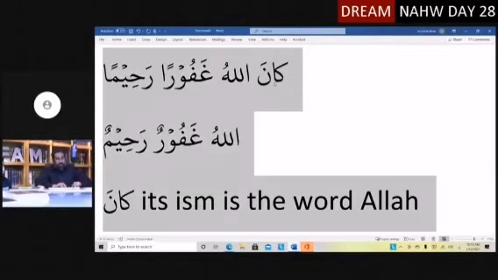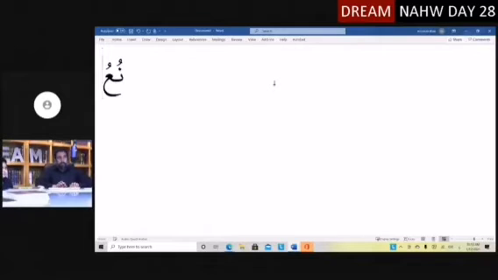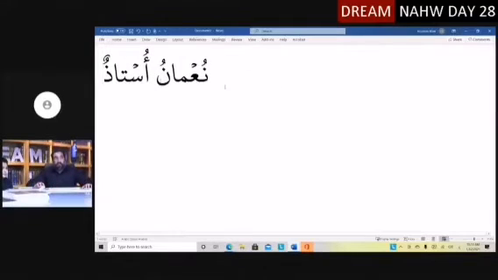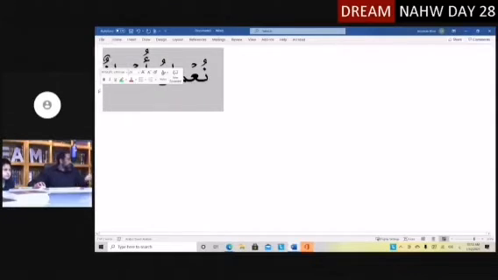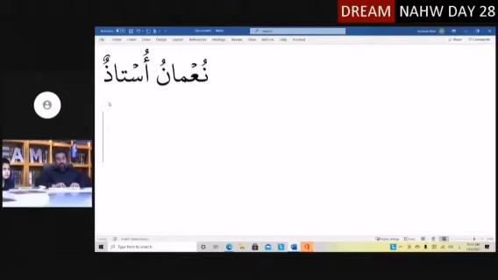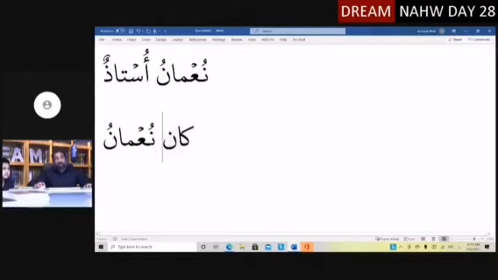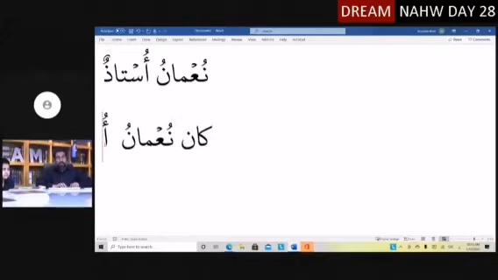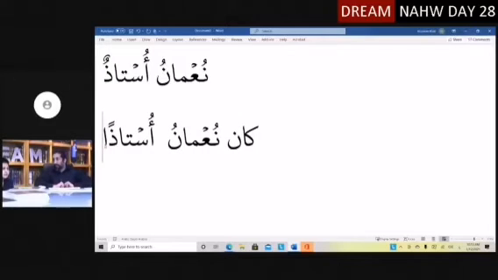So if I said, for example, Nu'manu ustadun, Nu'man is a teacher. Both rafa. Nu'man is mubtada and ustad is the khabar. They're both rafa, because the starting point for both mubtada and khabar is rafa. But if I say kana Nu'manu, now kana is the mubtada, and its outside doer, which is not doer, it's the outside ism. The ismu kana is Nu'man. Now I put kana in a jumla ismiya, now the khabar has to change to nasab status. Kana Nu'manu ustadan. Nu'man was a teacher.